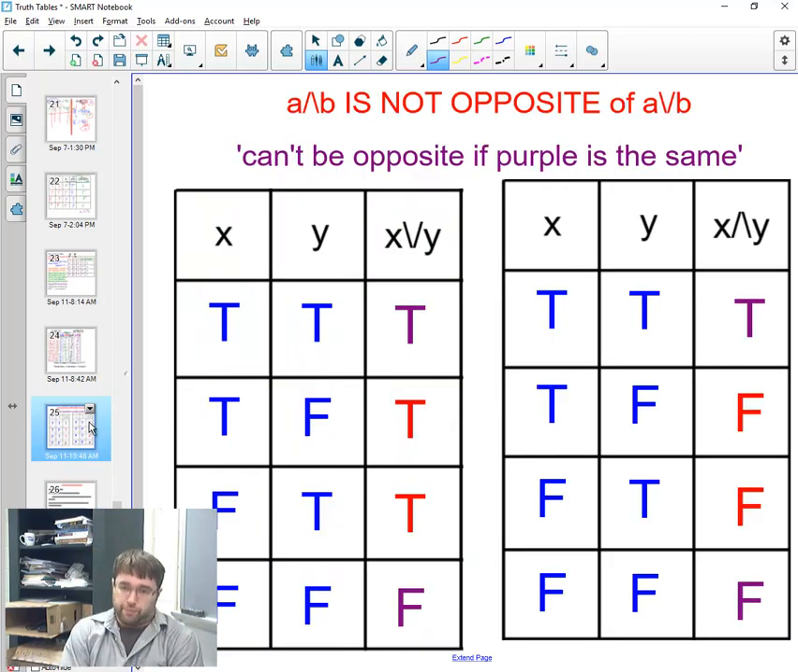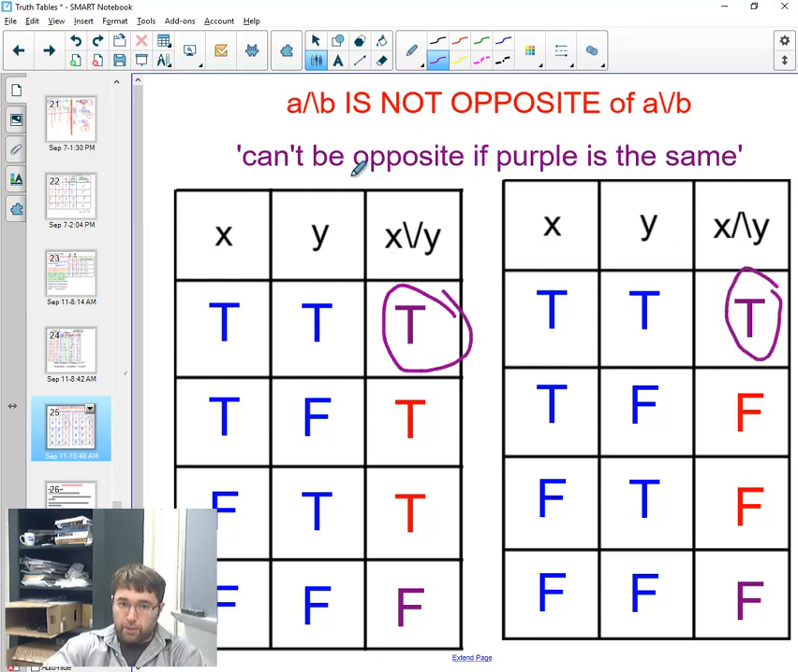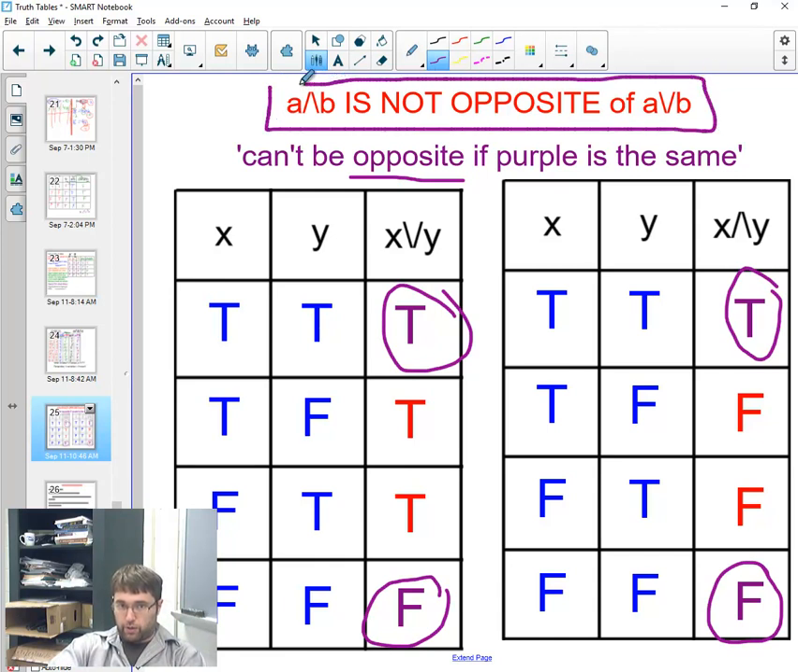Take a look at this chart. This is probably the biggest misconception. A and B is not the opposite of A or B. Because what I want you to do is look at the purple, which is here and right here. Opposite means not the same, but these are the same. That means they are not opposite. Comprende? Comprende. A and B is not opposite of A or B.